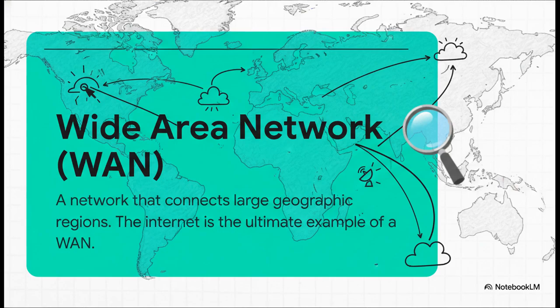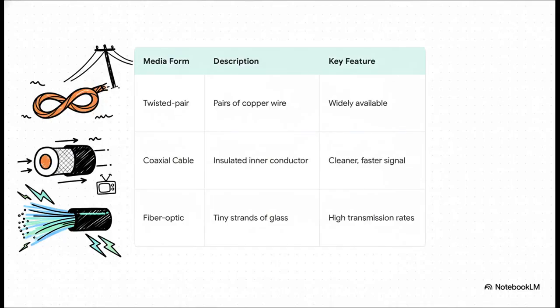A WAN connects all those smaller LANs together, across cities, across countries, even across entire continents. The internet itself, it's the ultimate WAN, a massive global network of networks. So how is this massive global connection physically made? Mostly through gigantic undersea and underground cables.